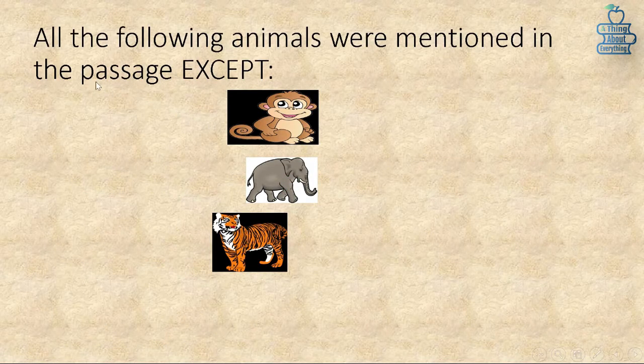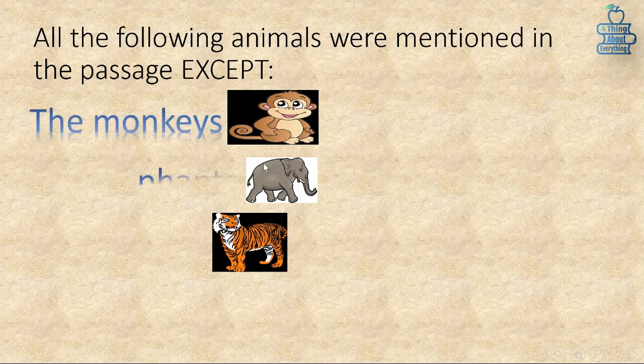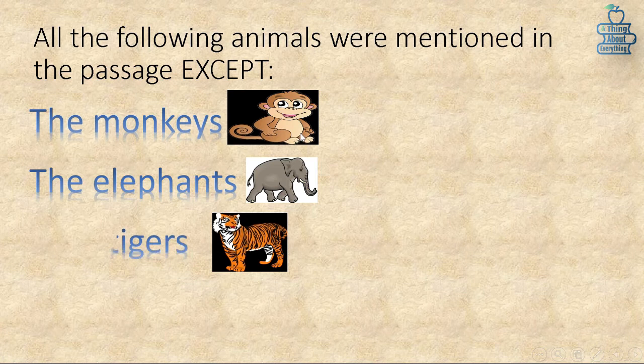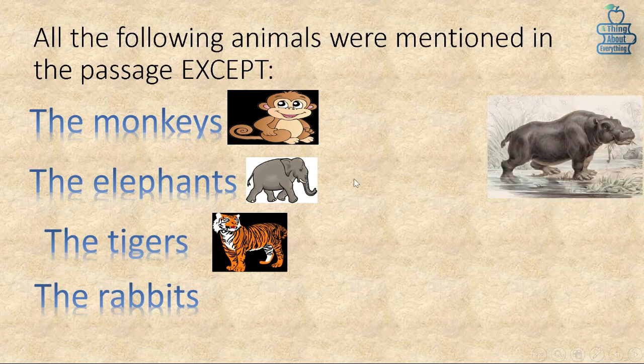Now let's see what do we have. All the following animals were mentioned in the passage, except... If you go through the passage, you have to search for the choices, and you have to choose the one that is not mentioned in the story. So you have to search for monkeys, for elephants, for tigers, for rabbits. If you don't find one of them, you will get the answer. So it is very easy. It's just like scanning and searching for keywords.